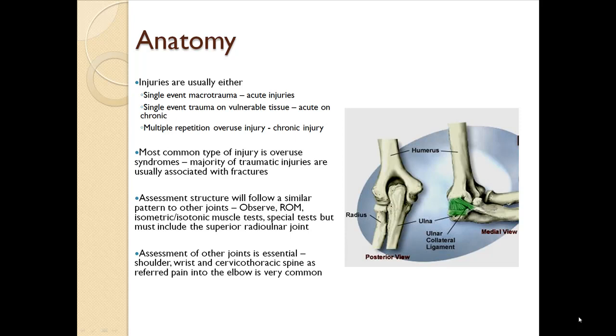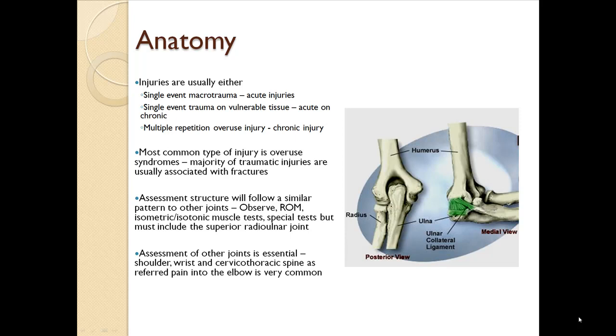Whenever we do see traumatic injuries, a large proportion of these are associated with fractures of either the olecranon or the lower end of the humerus. When we assess the elbow, it follows a similar structure to any other joints. So we look at observation, range of movement, muscle strength and length tests, and then a series of special tests. But one of the things that's very important to do is, because of the intimate anatomical relationship of the elbow and the superior radioulnar joint, both joints must be checked.